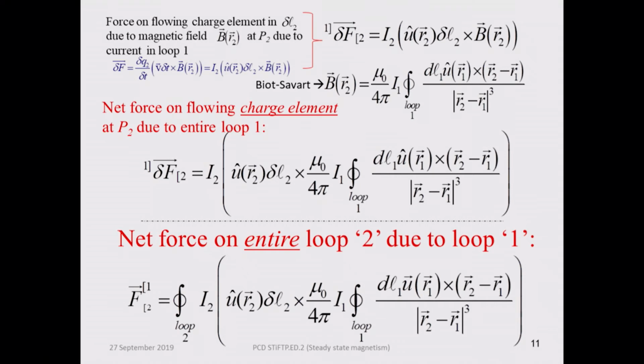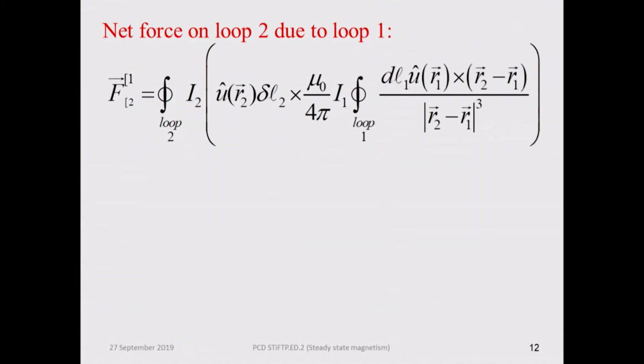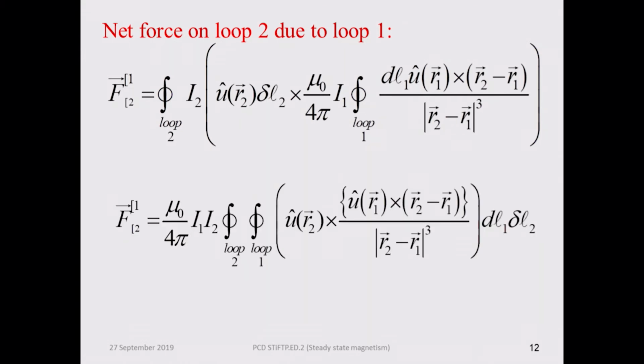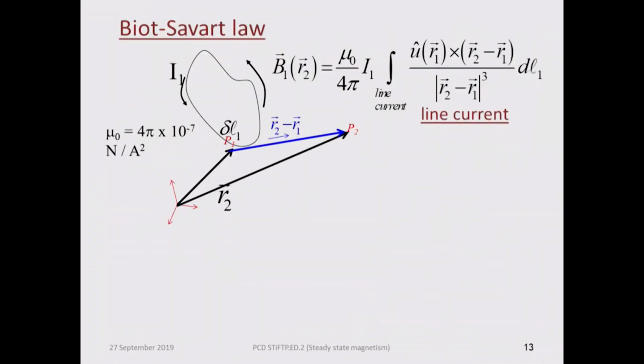So, the integral over loop 2 is what you need to carry out, and now you have two full integrations over closed loops, one over the wire 1 and the other over the wire 2, to get the net force exerted by the wire 1 on the wire 2. Okay? So, this is your final result, in which you of course have the magnetic permeability of free space, which has got this particular value in the SI system of units.